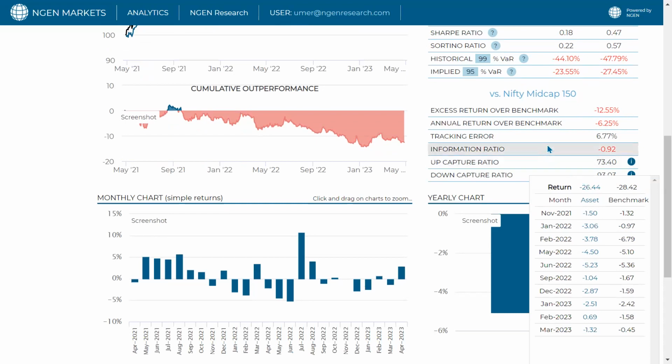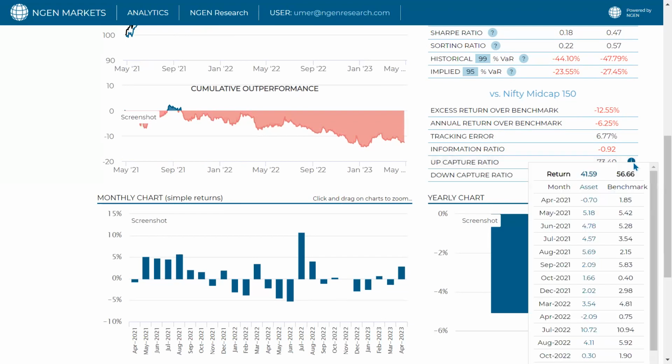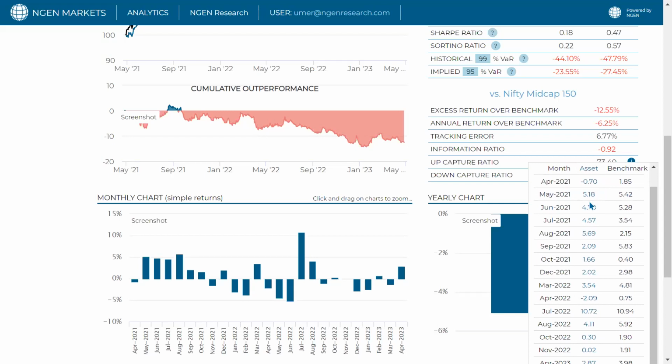But in the up capture, you can definitely see that we are not performing on par with the benchmark, and hence we are having a negative alpha. Because on a monthly data set, when you see the last 2 years, this particular fund has not backtested well against the benchmark. It has not performed well against the benchmark. And that is where you can actually compare the performances here.